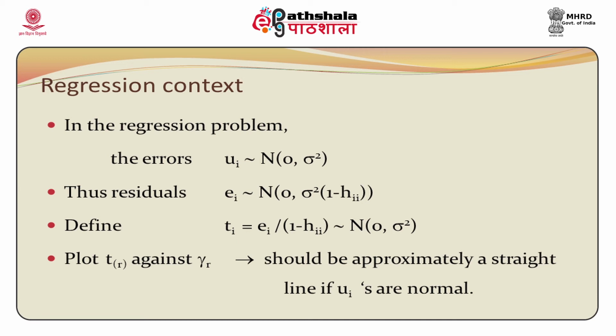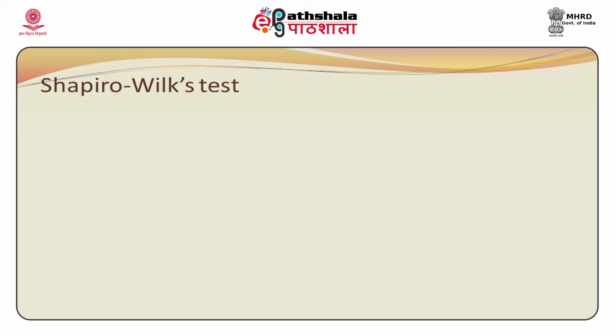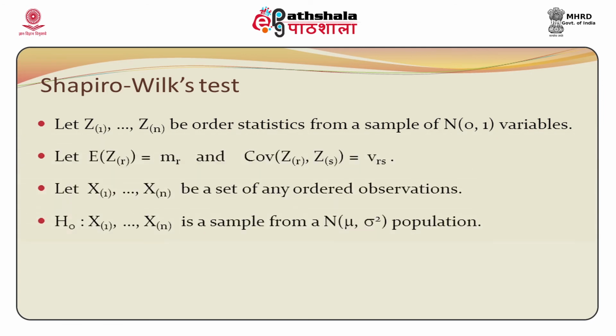A more formal test is the Shapiro-Wilk test. There are alternative tests to this, and in fact, very often the Kolmogorov-Smirnov test can also be used. But let us just look at the Shapiro-Wilk test. So, we have Z1, Z2, ..., Zn, which are the order statistics from a normal 0, 1 population. This is a sample from this population, and let m_r be the expected value of Z_r and v_rs be the covariance between Z_r and Z_s, that is the rth and the sth ordered statistics.